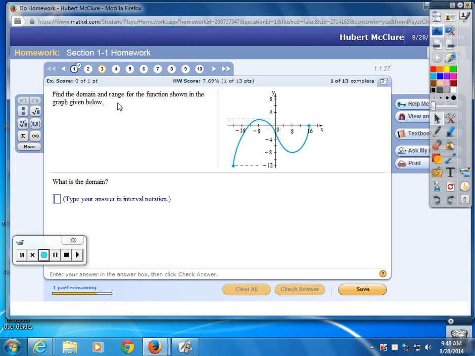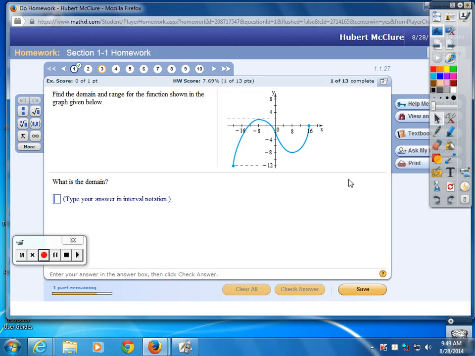So find the domain and range for the function below in the graph. All right, domain and range. Now, sometimes, like I told you the other day, you're going to be given the domain and range like x is greater than or equal to 3. And then the domain would be 3 and above. And then the range would be whatever the formula spits out, 3 and above. But sometimes you're going to be given graphics.